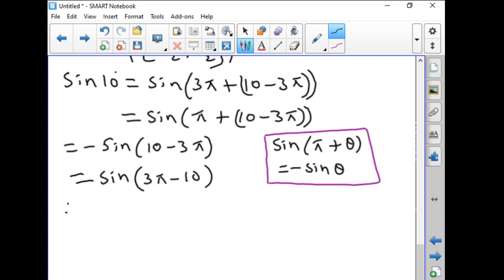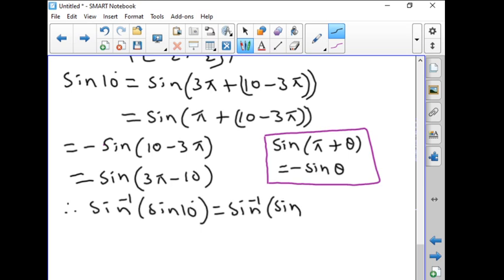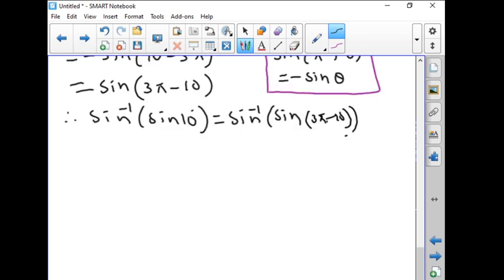So, therefore, sin inverse of sin 10 can be written as sin inverse of sin of 3 pi minus 10. So what do you get? It is equal to 3 pi minus 10, and it belongs to this interval minus pi by 2 comma pi by 2. So this is the answer.